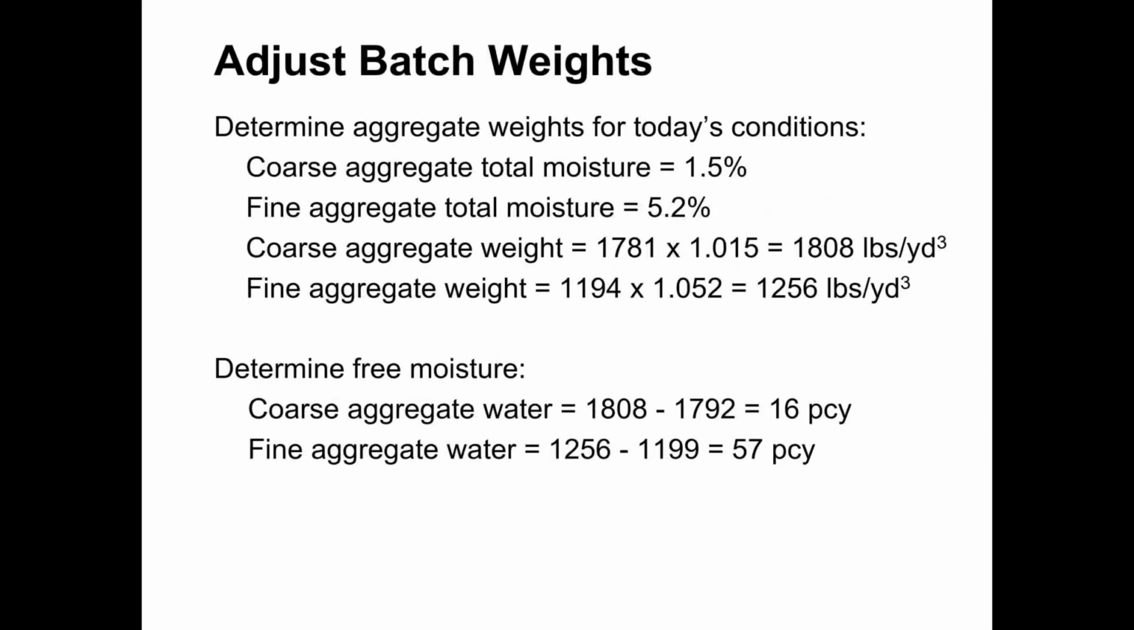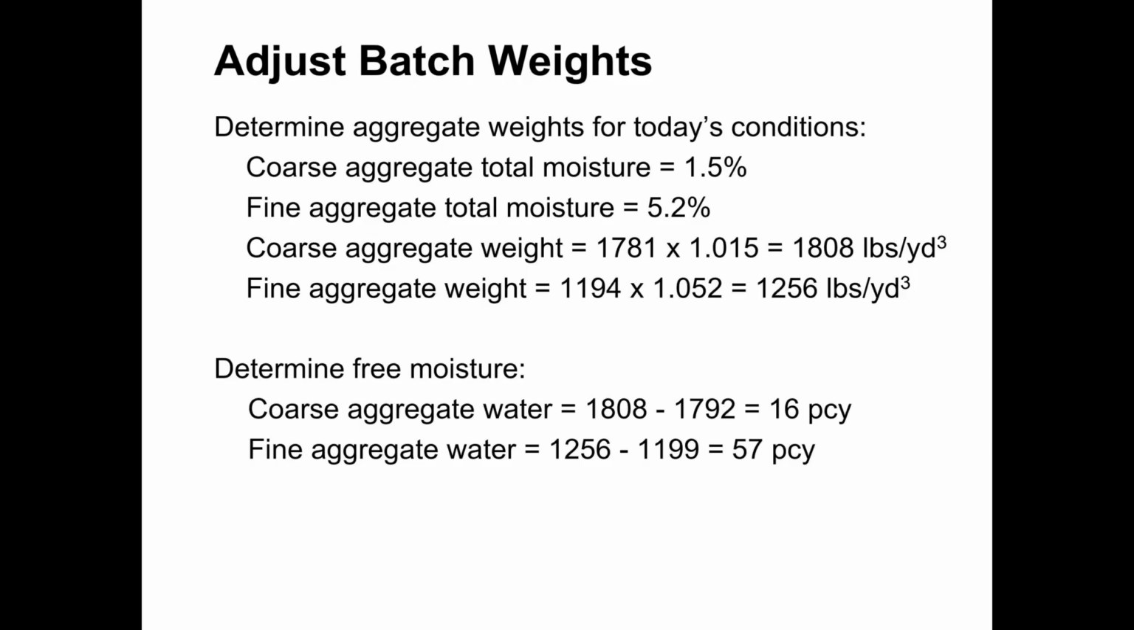All right, next let's look at adjusting the weights for the actual moisture conditions that are occurring today. So we've gone out, we've done some moisture testing of our aggregate, and we've determined that the coarse aggregate has a total moisture of 1.5%, and the fine aggregate has a total moisture of 5.2%. So we're using a few different terms here that should be familiar to you from level 1 and level 2 with regard to aggregate moisture. In this slide, we're talking about total moisture. In the previous slide, we were talking about absorbed moisture.